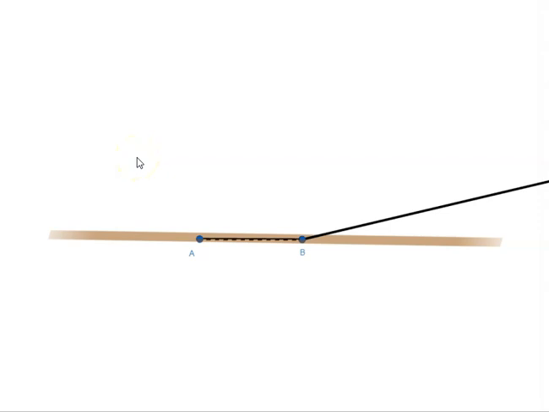Let us look at proposition number 1 of book 11 of Euclid's Elements. The proposition says a part of a straight line cannot be in a plane of reference and a part in a plane more elevated. So we have to prove that this is not a straight line.